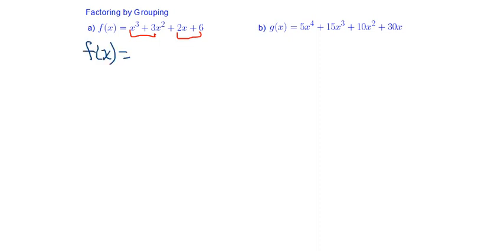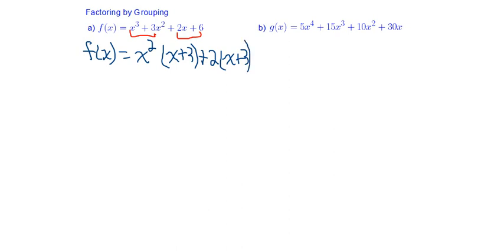A common factor to both of these first two terms looks like it's going to be an x squared. If we take x cubed and divide it by x squared, we get x. Take 3x squared divided by x squared, we get a positive 3. And then we're going to do the same thing over here. We're going to common factor these last two terms. There's a common factor of 2 that we can pull out, and it's going to be positive, so we'll put a plus in here. That will leave us with an x plus 3.